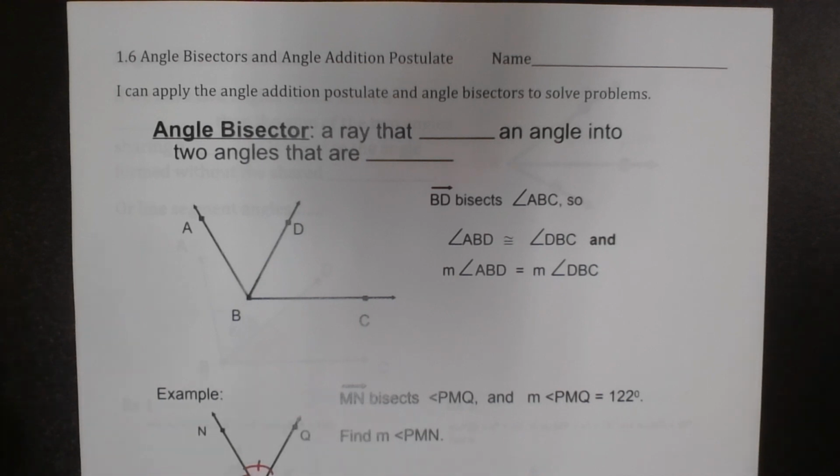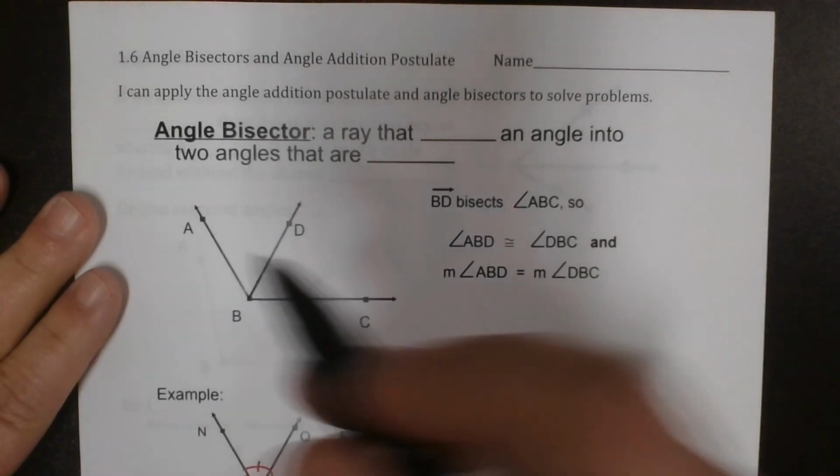So this is lesson 1.6, and it's about angle bisectors and the angle addition postulates. So let's start with angle bisectors.